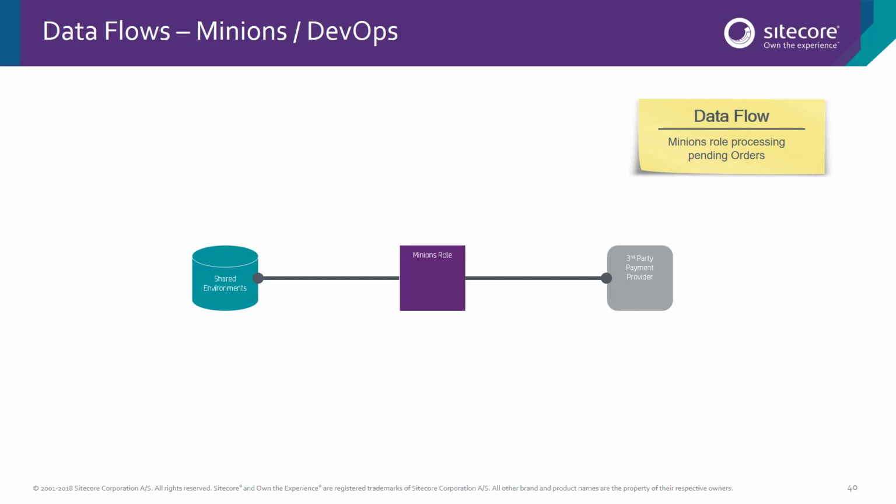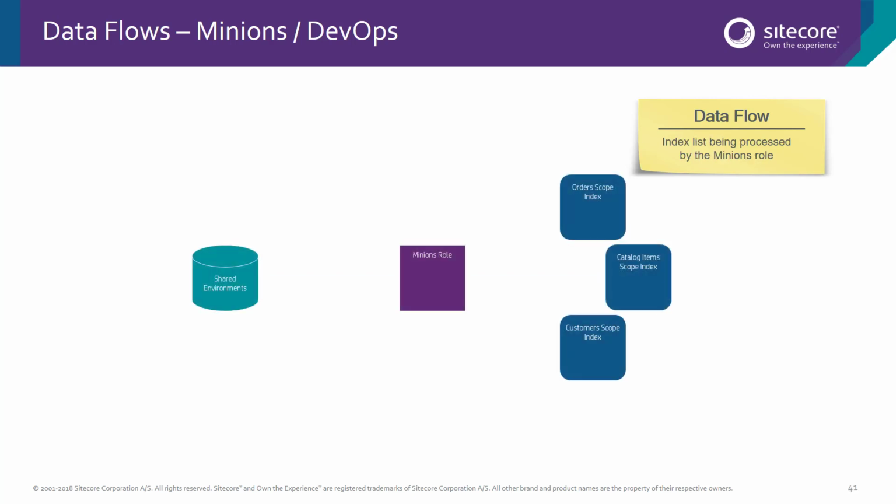Another of the minion's actions we've mentioned is updating one of the records in the 3 different indexes. Here, the minion role gets the next entity index entity from the shared environments database, pulls the required data, and finally updates either the catalog items, orders, or customer indexes as appropriate.